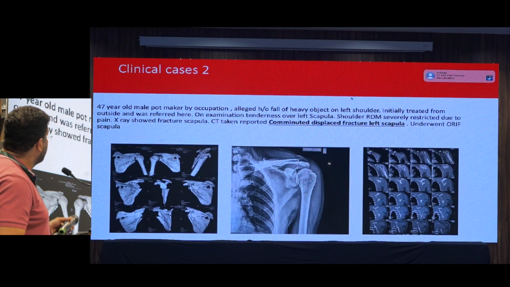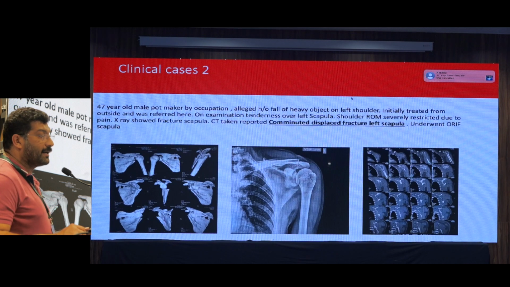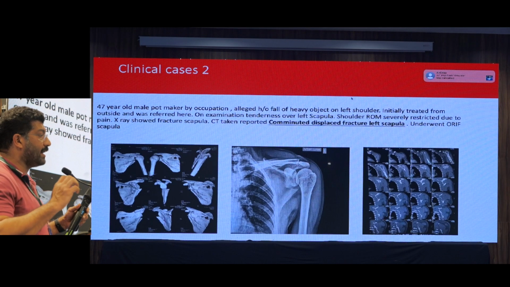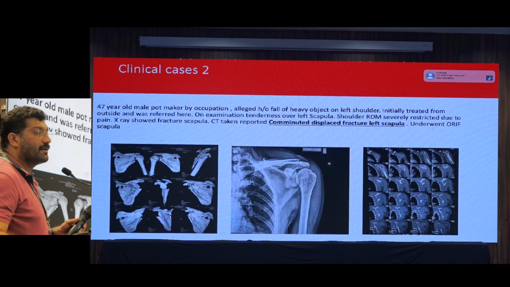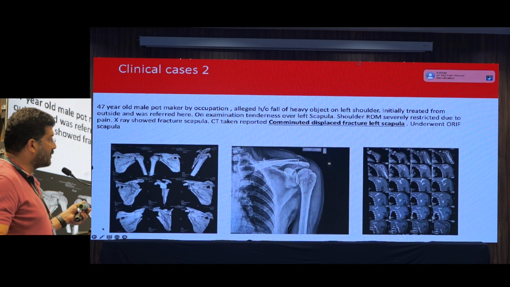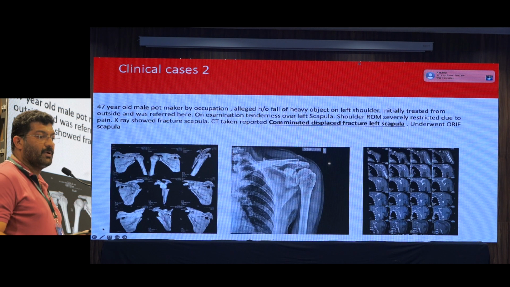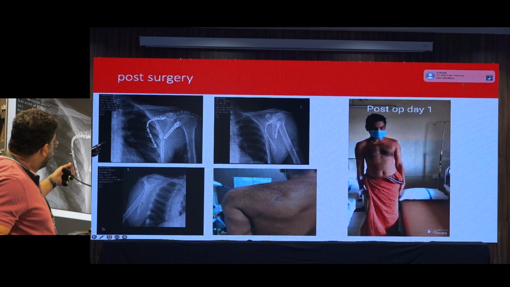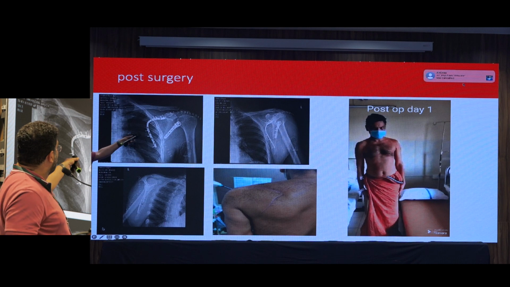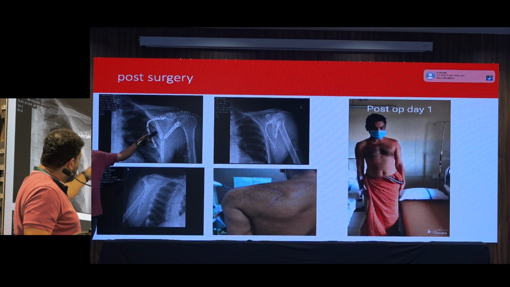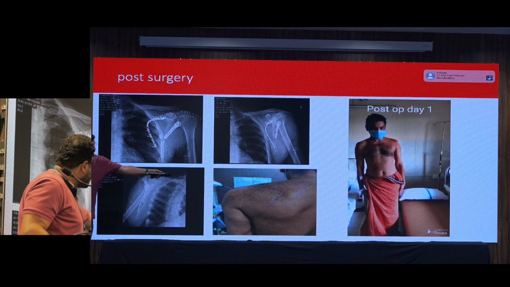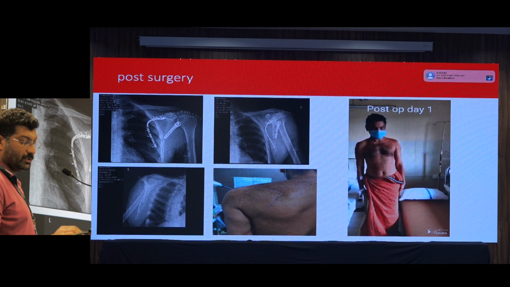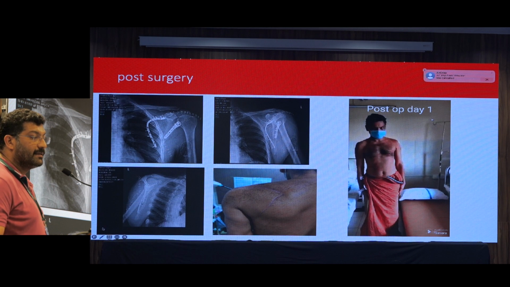Coming to the next case, he is a 47-year-old port maker. He wants his upper limb to be strong and in anatomical position. It was a comminuted displaced fracture. This also, I went by the extended Judet approach. So, thus you can see the medial border plate, the lateral border plate, the healing of the scar of the extensive Judet approach, and see the result to believe it.